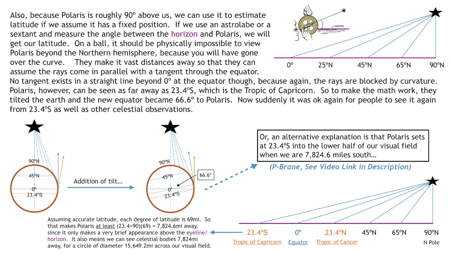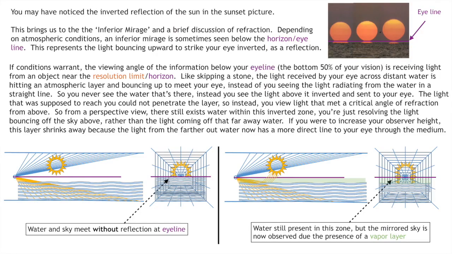And then just keep in mind the 23.4 degrees south is the Tropic of Capricorn, the 0 degree equator. Then you have the 23.4 degree north Tropic of Cancer, and so forth. You may have noticed the inverted reflection of the sun in the sunset picture we used earlier to describe how the sun would set into our lower horizon line. So this brings us to the inferior mirage and a brief discussion of refraction.